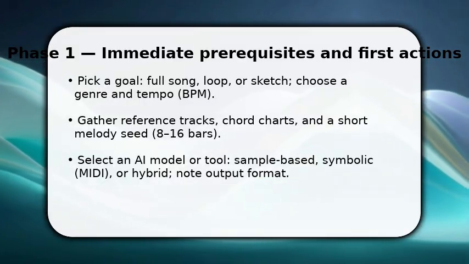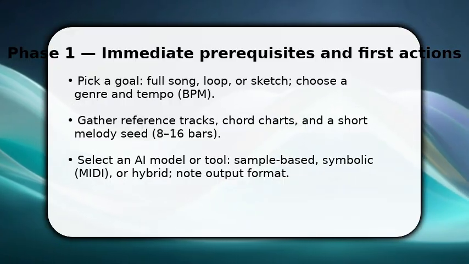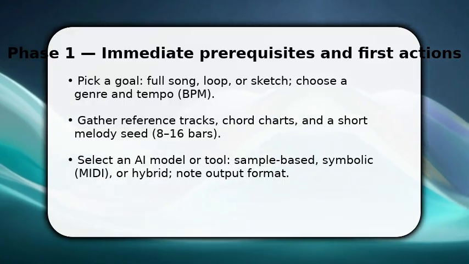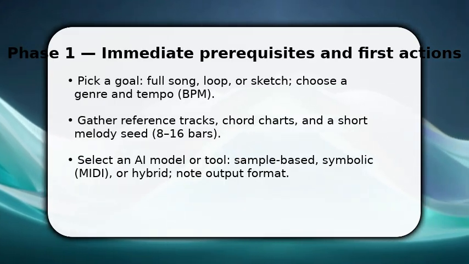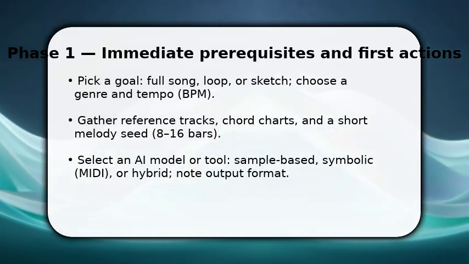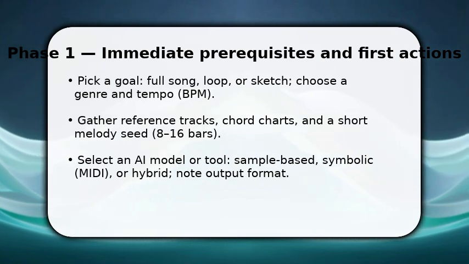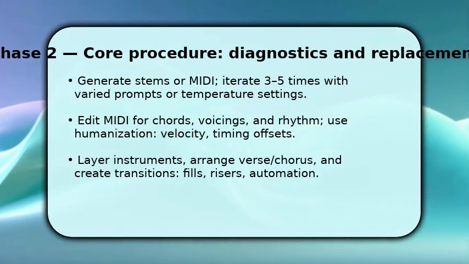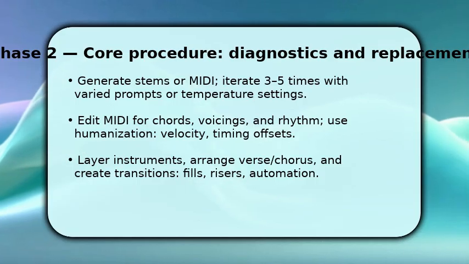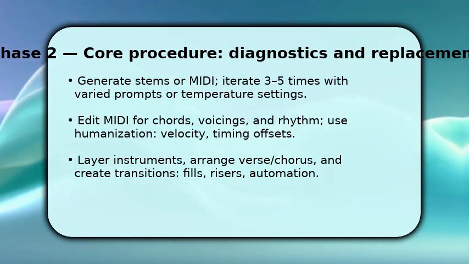Next, pick an AI approach, sample-based for timbre, symbolic for MIDI or hybrid, because tool choice affects workflow and output control. Make sure to set the desired output format before generating audio. You now iterate. Generate stems or MIDI and run 3-5 variations, tweaking prompts, temperature, or seed length to explore ideas.